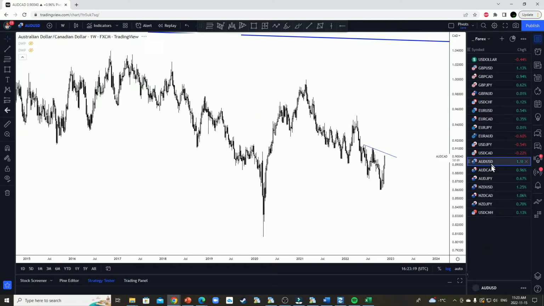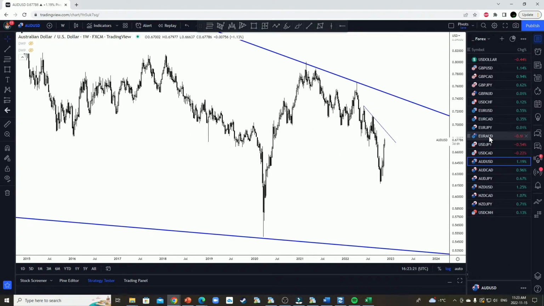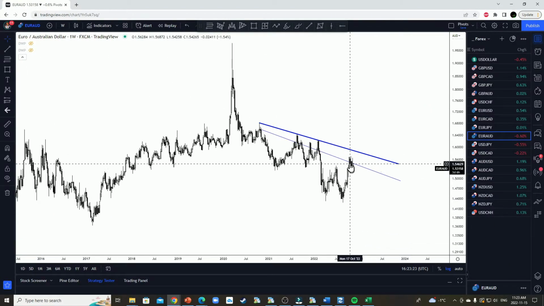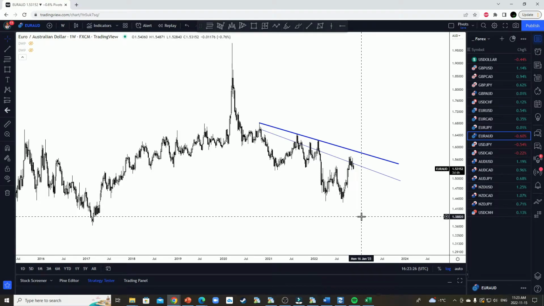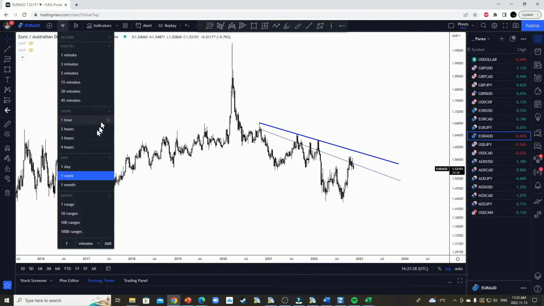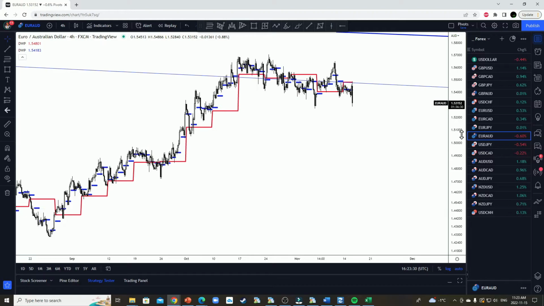So yeah, all this to say that the Euro Australian right now might be finally heading lower after all this time that I've been waiting for it. But now I don't have a position in it because it wasn't acting as fast as I would have liked it to.